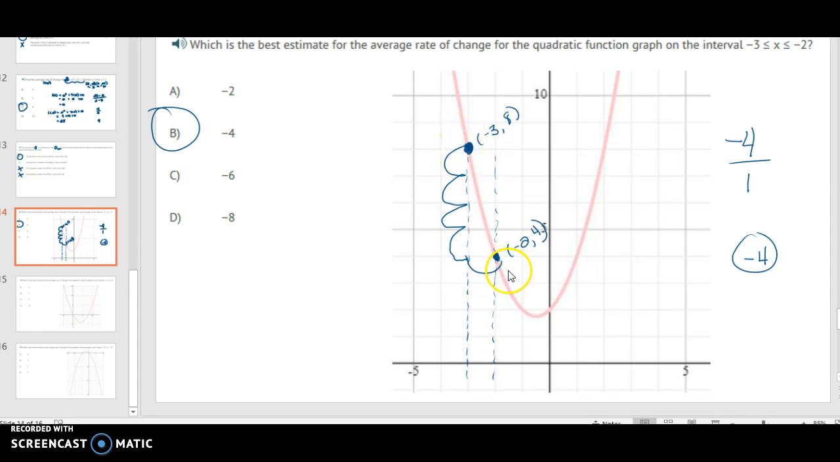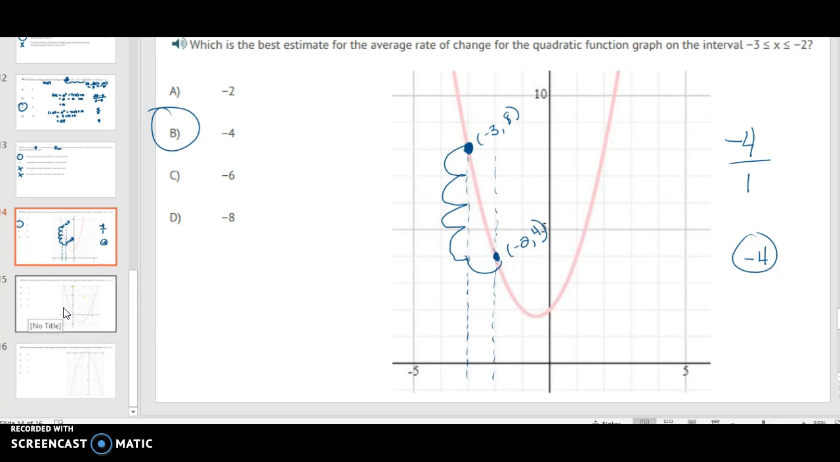How did I know that I was picking these dots? It says between x is -3 and -2. So on the x-axis, this little chunk of space is when x is -3 or -2. That is how I got those two dots, in case you were wondering.